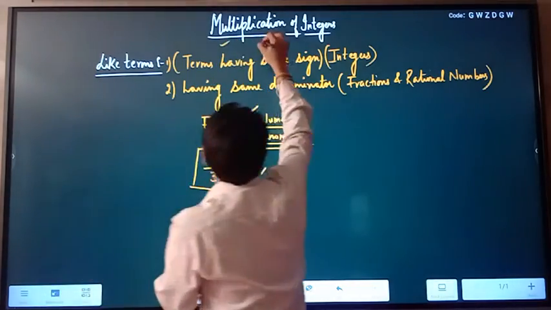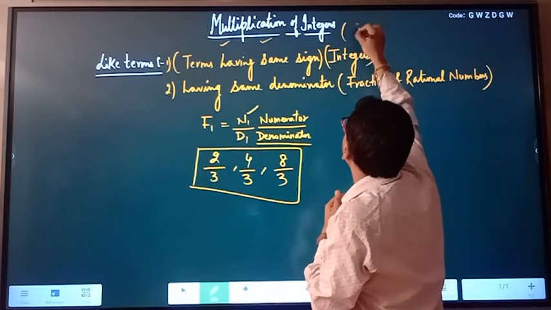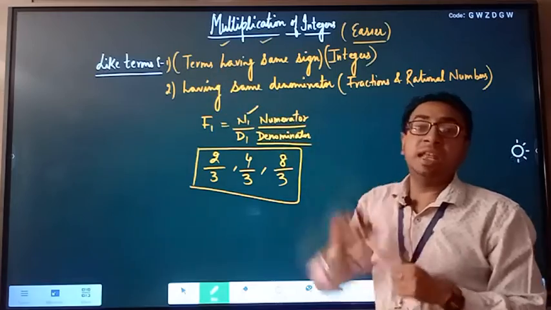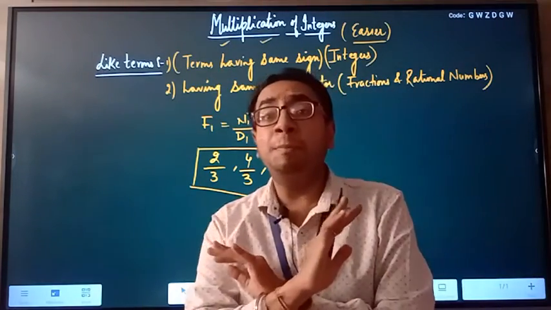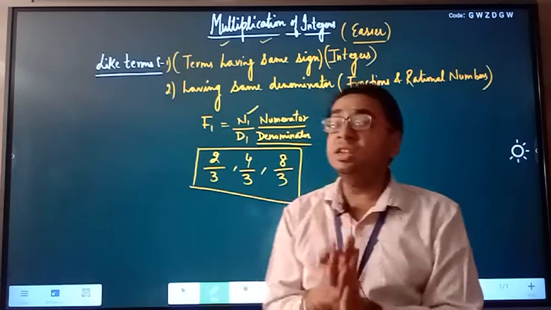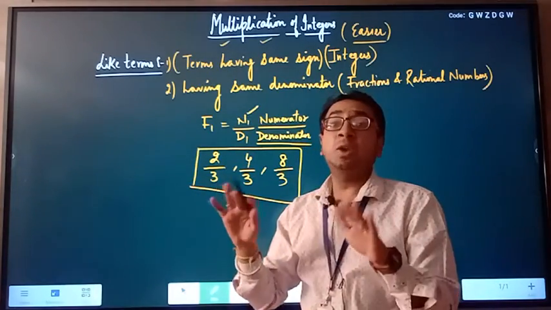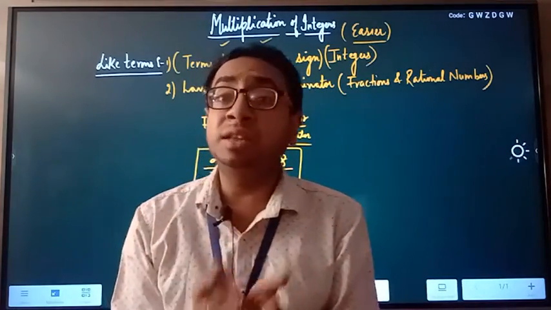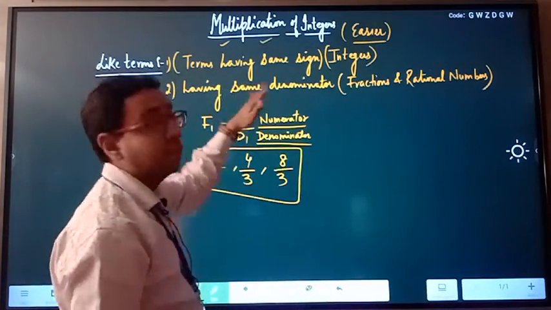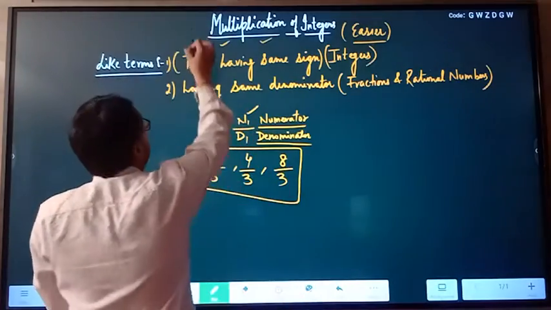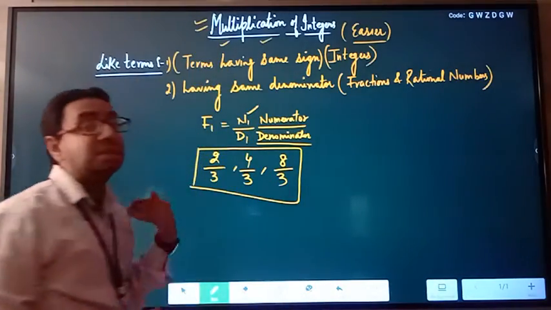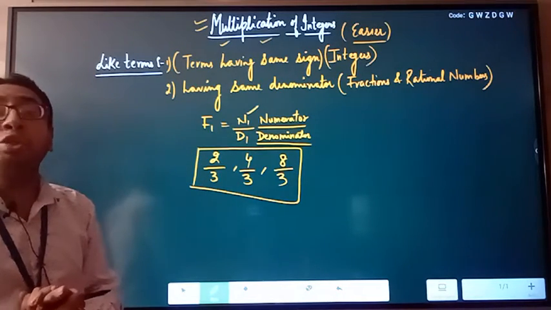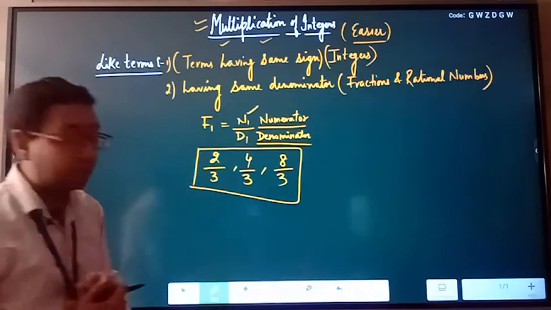So in case of multiplication, it's easier. Why? Because we need not see like terms. Even if they are unlike terms, we can simply multiply them. In addition and subtraction, we can add and subtract only like terms. That is why if the terms are not like, we take the LCM and then we solve. But in case of multiplication, we need not do such a thing. That is why multiplication is much easier. Are we clear with this? That is why we consider multiplication much easier as compared to addition and subtraction.